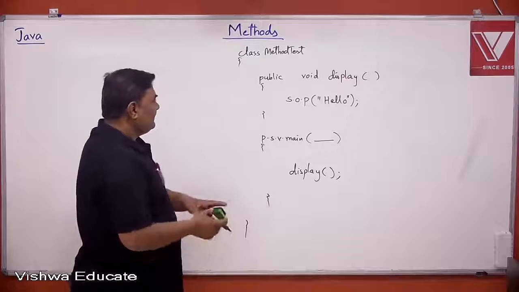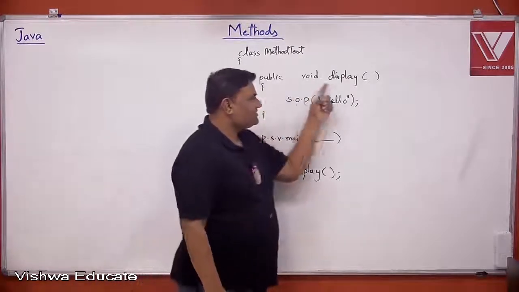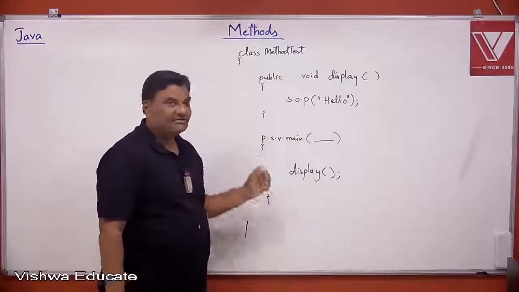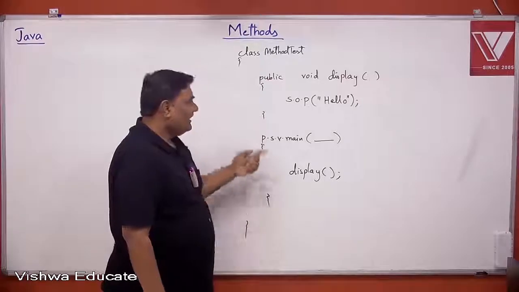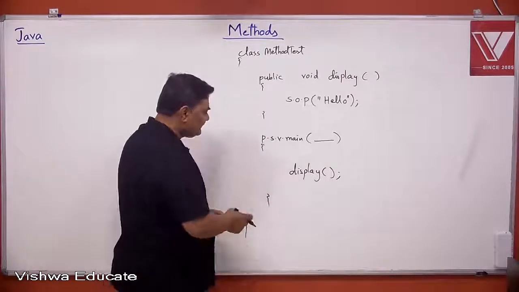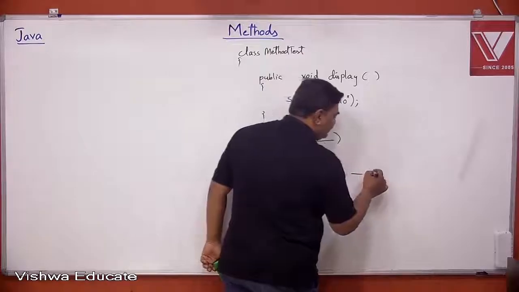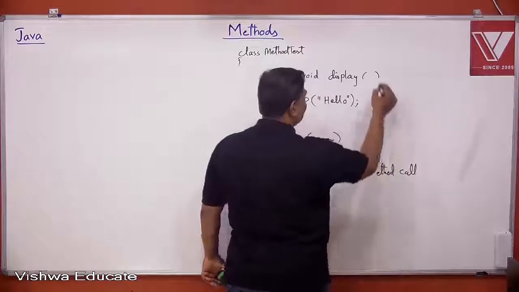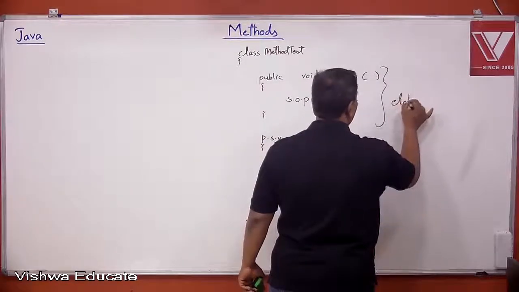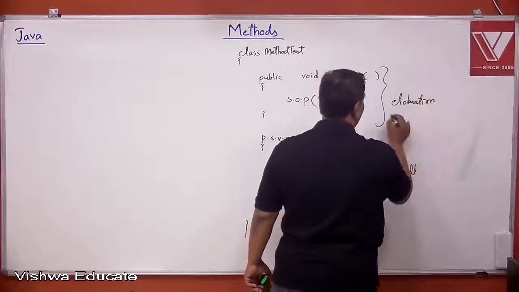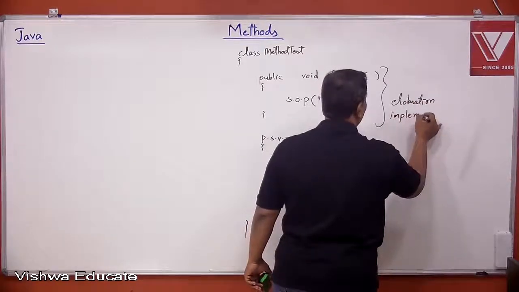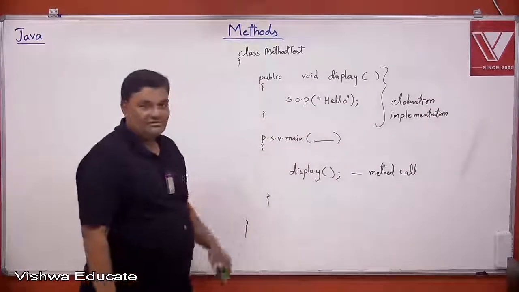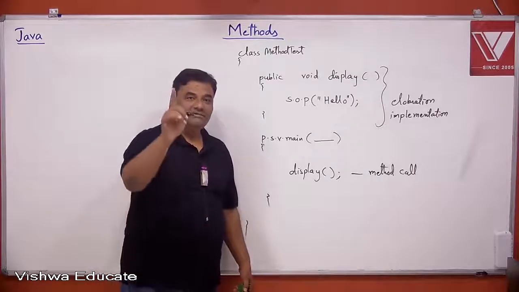That's it. See, this is the declaration and definition of a method, complete definition or elaboration of a method, and that method is called here. So this is a method call, and this is the elaboration or implementation of a method. But one thing is missing here.